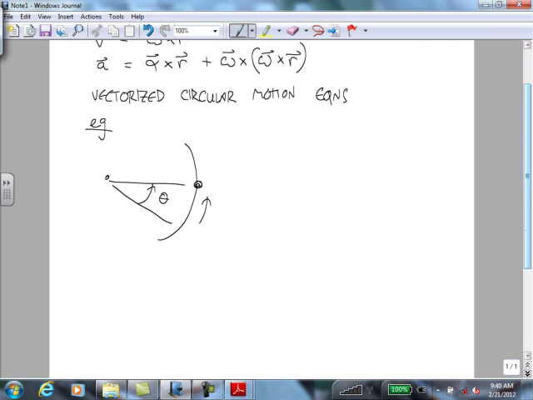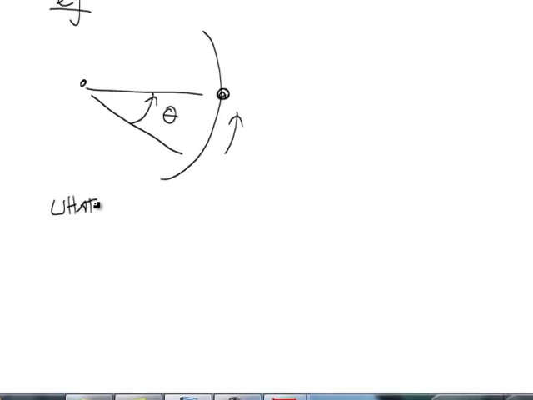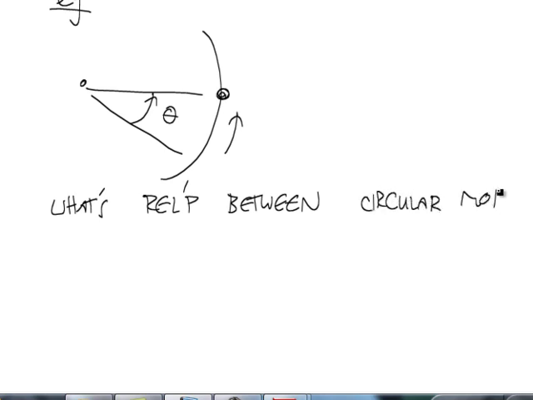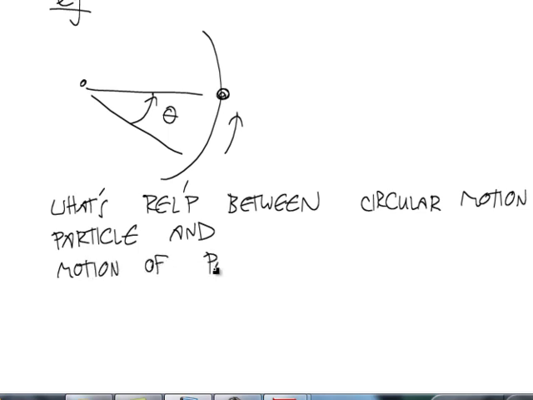So the question is, what's the relationship? Why do we use the same formulas between circular motion of a particle and motion of a particle that's part of a rotating rigid body?